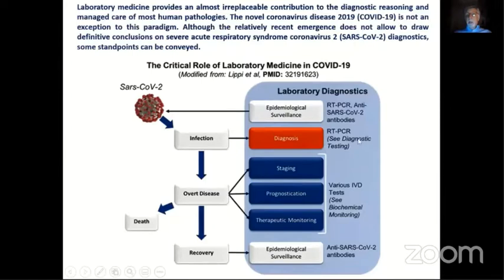For diagnosis, the gold standard is the molecular test, mainly the RT-PCR. It is also very important for the epidemiological surveillance, both molecular and antibodies tests. During the disease, there is the clinical approach of the laboratory with the staging, prognostication, and therapeutic monitoring with several biochemical tests. And then there is also what happens after the infection with the antibodies surveillance.